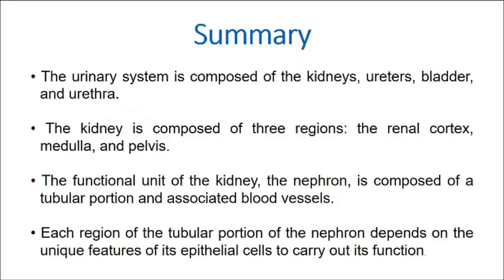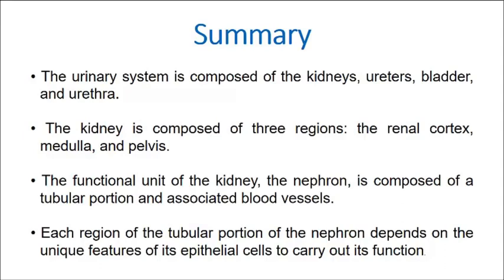So let's look at the summary of the anatomy that we've learned now. The urinary system is composed of the kidneys, ureters, bladder and urethra. The kidney is composed of three regions: the renal cortex, medulla and pelvis. The functional unit of the kidney is the nephron. It's composed of a tubular portion and associated blood vessels. Some part of this nephron is present in the cortex, and some part can be present in the medulla.